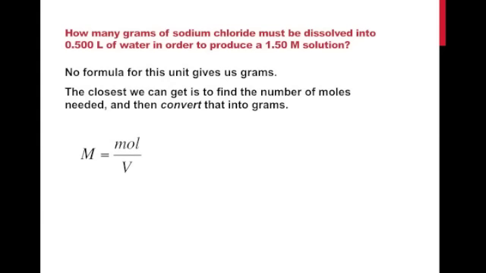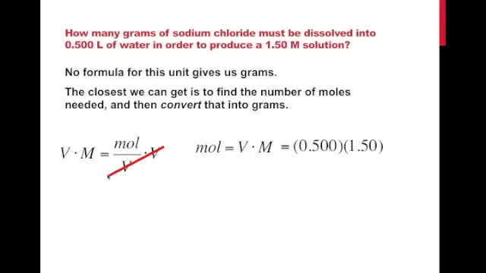But for this one, nothing's changing. It says, hey, I got 0.5 liters. I got 1.5 molar solution. Nothing changed. This is what I have. And so that's when I'm going to use this formula right here. But we've got to get moles by itself, so I'm going to multiply both sides by the volume, cancel these out, rewrite my formula, plug in my numbers, and this is how many moles I get.